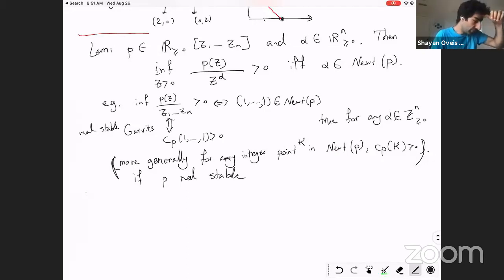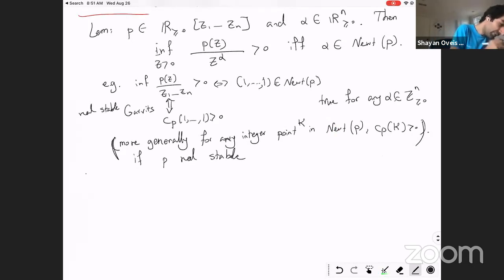Good. So okay, I'm going to prove one direction of the lemma. The other direction you can read from the notes. So let me prove it.